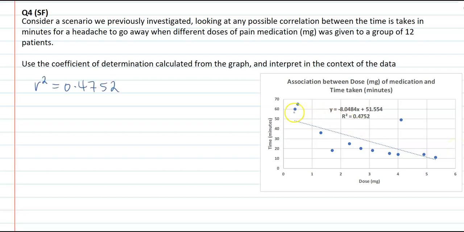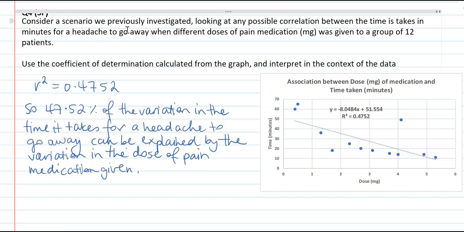So firstly, when I'm having a look at the correlation of the points that I put on the scatter plot to the regression trend line, you can see that they don't fit it very well. So visually I would classify that as probably a moderate correlation. We can then confirm this with the value itself. So if I've got an R-squared of 0.4752, that means that 47.52% of the variation I'm seeing in the time it takes for a headache to go away can be explained by the variation in dose of pain medication that was given. I'd write that first point down as something like that.